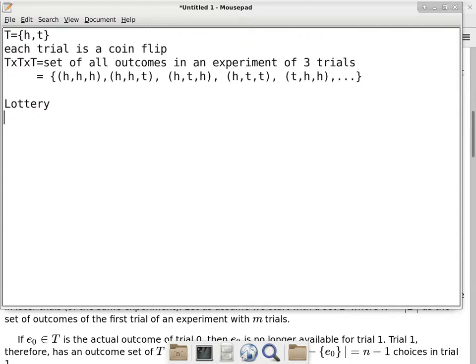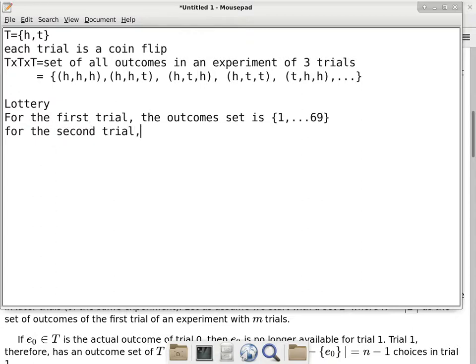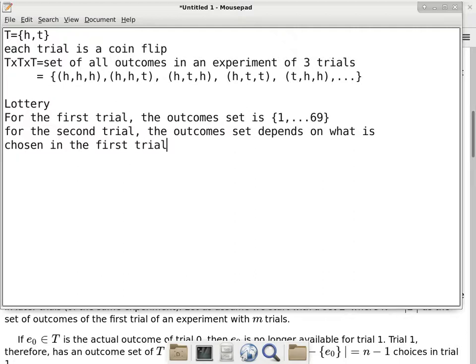All right. If I want to do this with a lottery, it is not so easy, because with a lottery, the first set is easy. The first set is okay for the first trial. The outcome set is easy because it's just 1 all the way up to 69. Anyone can figure that out, right? But for the second trial, it's not easy to figure out. The outcome set depends on what was chosen in the first trial.